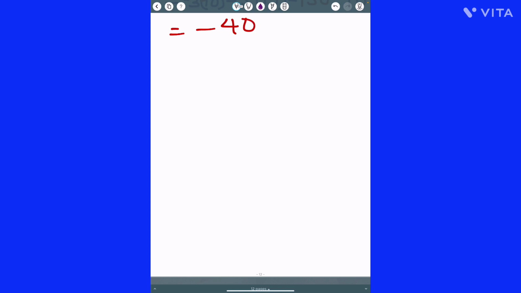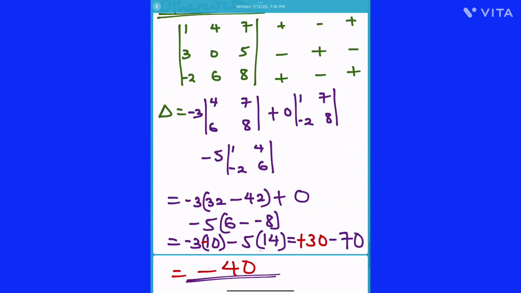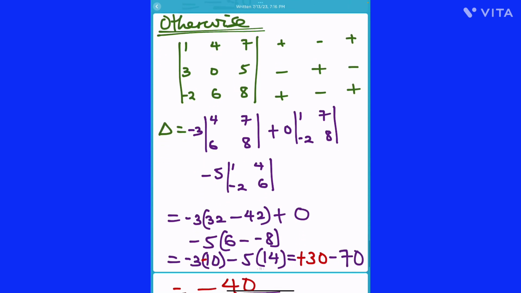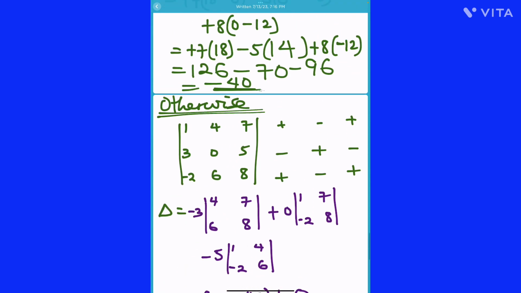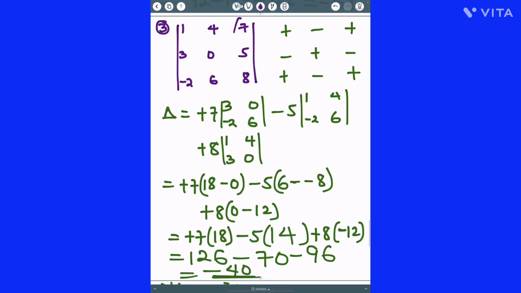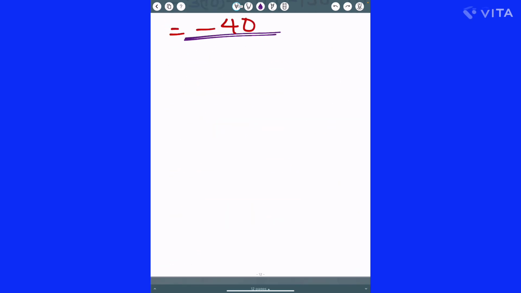So we always get the same answer, except there's a mistake. For any row or column you choose, your answer should be the same. As you can see in question 3, the determinant of our matrix is minus 40 when we found the determinant along the third column, and still minus 40 when we found the determinant along the second row. Although there was a mistake along the way.